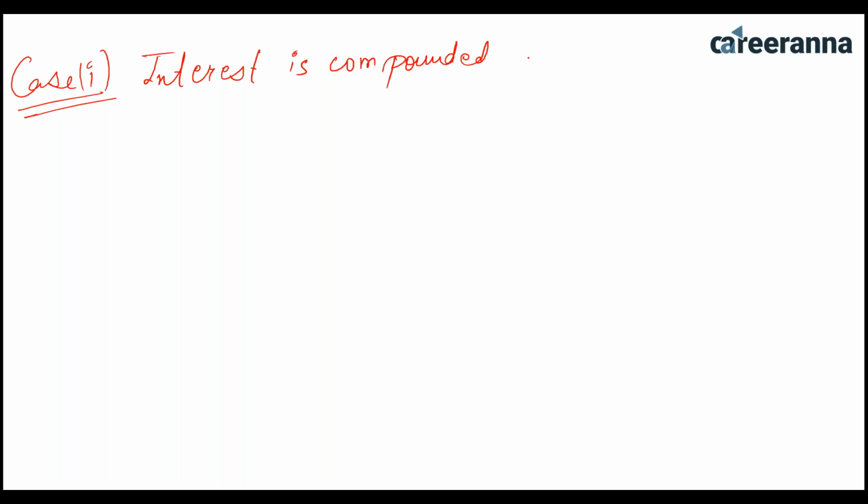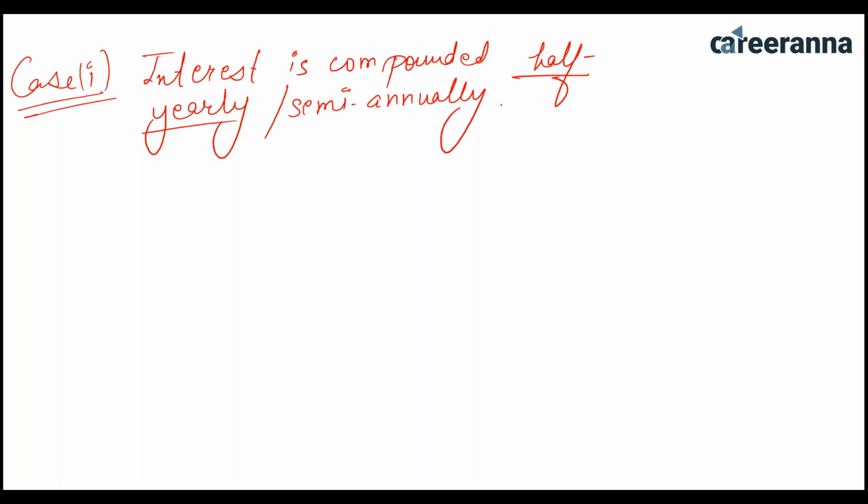So case number one. Case number one is what? When interest is compounded half yearly. So this is the general term that we'll generally see in the question, half yearly or semi-annually. These are the terms that we generally see in our questions, like interest is compounded half yearly or semi-annually.